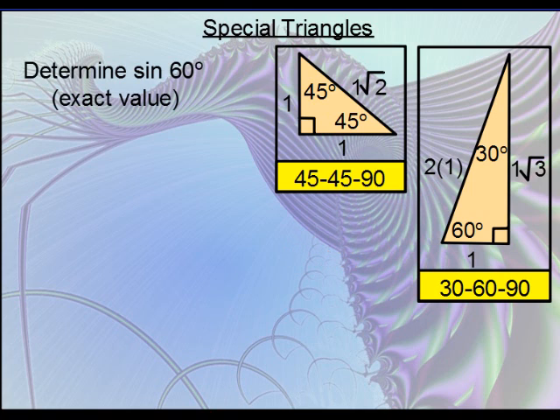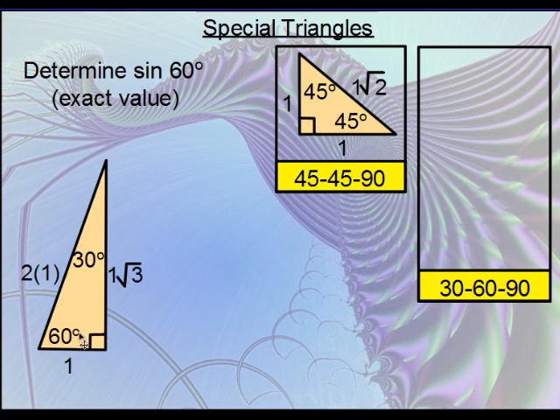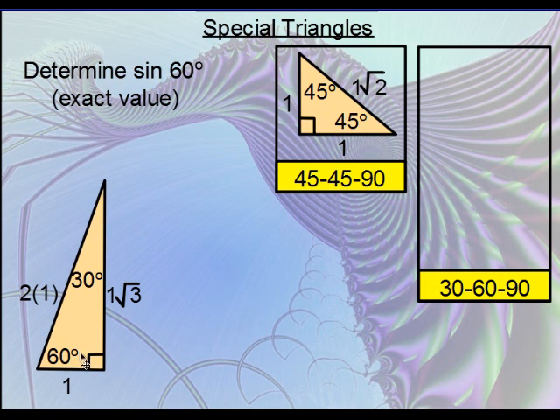Let's do one problem here. Let's determine the sine of 60 degrees, and you'll note that the direction says exact value, which basically means a calculator answer is probably not going to work, nor will a table work here. When you see exact value, you're basically being told to use a special triangle. 60 degrees is over here, so that's this particular triangle, so why don't we just focus on it.